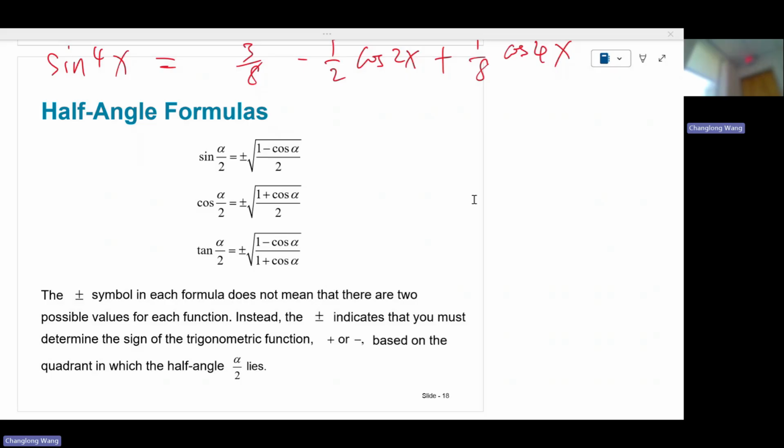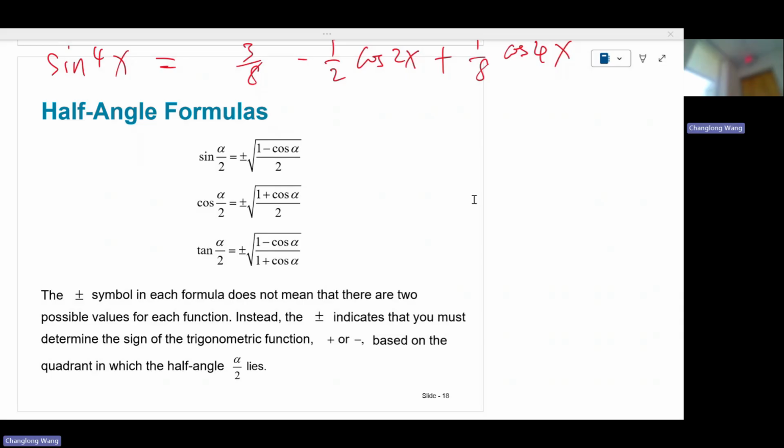But the thing is, those names are very intuitive. They pretty much tell you what you can achieve using those identities. Half angle means you're going to get those functions evaluated at half of an angle, assuming that you know what that angle is, or maybe you have some nice conclusion about those angles. But for some reason you want to know, what if I take half of the angle? Will I get something that could be worked out fairly easily?